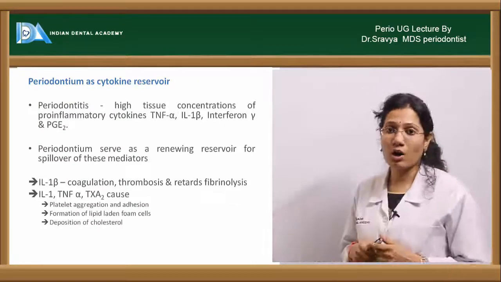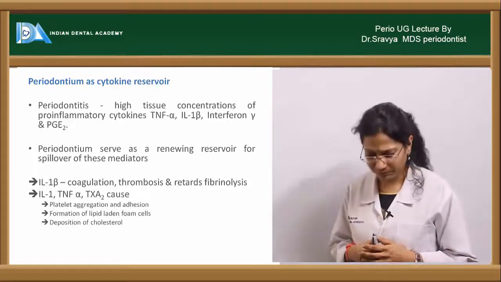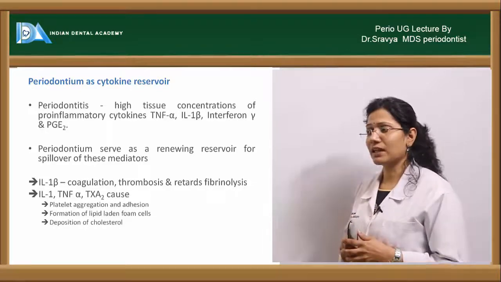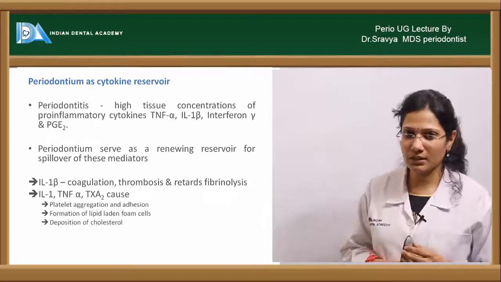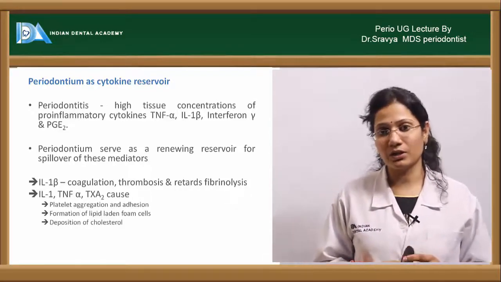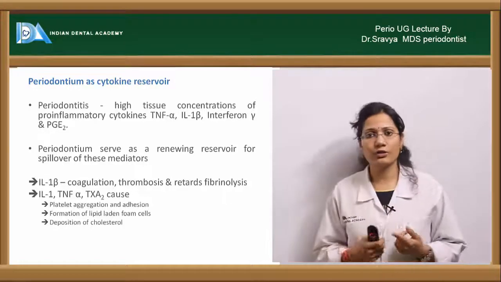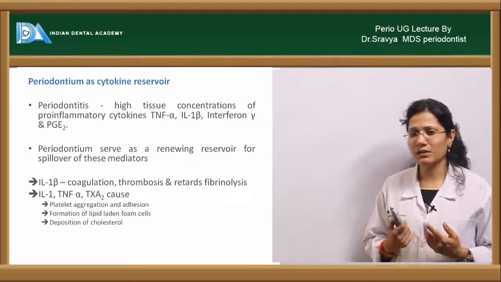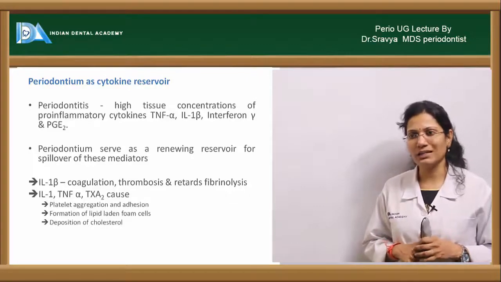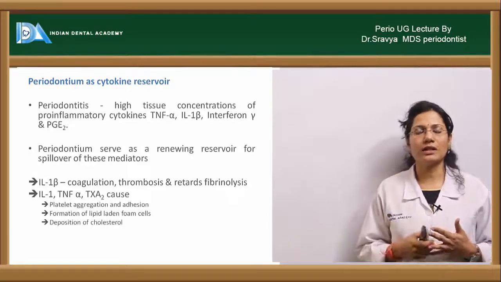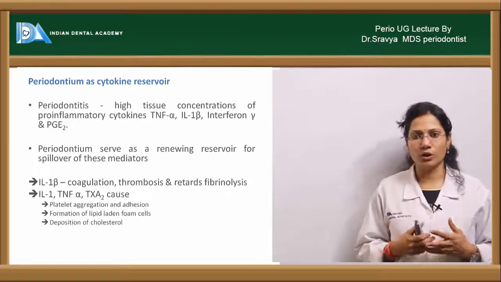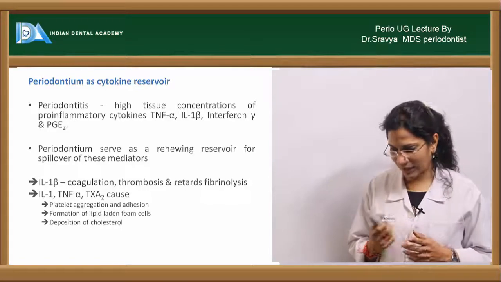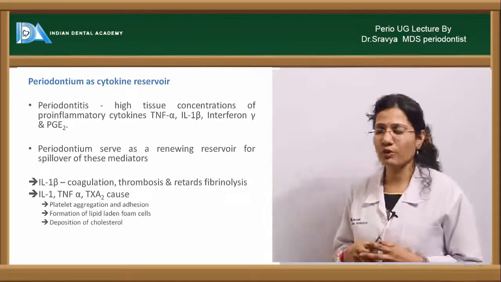Then, the periodontium as a cytokine reservoir. First is the periodontium as a reservoir for bacteria, and the second is the periodontium as a cytokine reservoir. Cytokines are chemical signaling molecules which are produced by any kind of cell in the body. They especially mediate the process of inflammation.